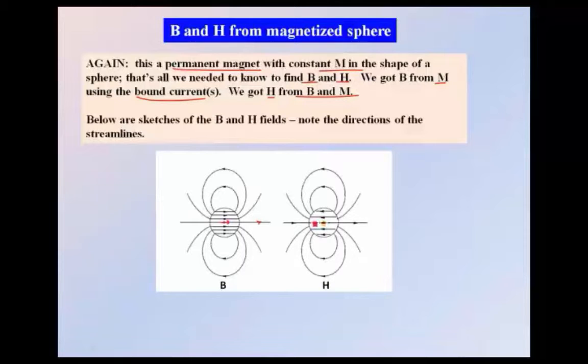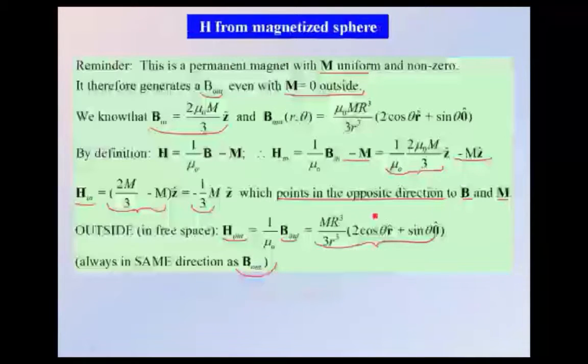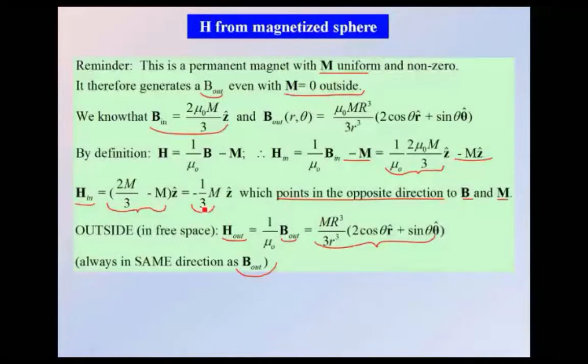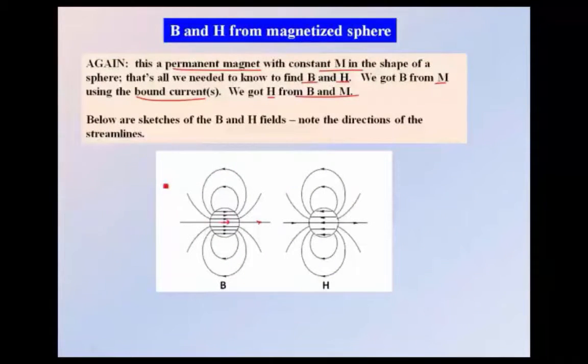Remember that M is in this direction, H is in this direction, and if we go back and look at the magnitudes, H is minus M over 3, whereas B inside is 2/3 mu 0 times capital M. You can see the difference between the B field inside and the H field inside. So here's a case then where M is the only source of the field. There are no free currents. H is not 0, and in fact has values inside and out that are different than 0.